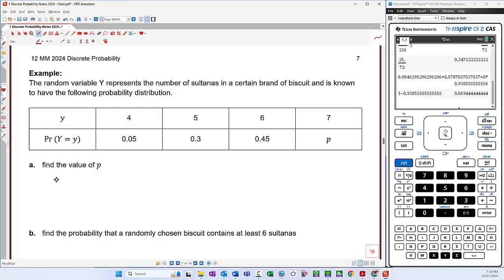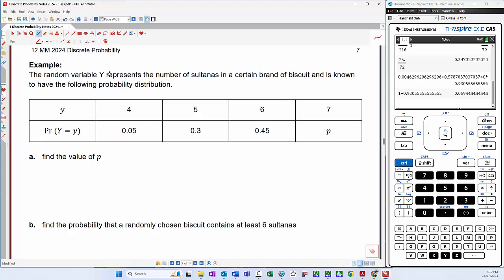All right, so the random variable y represents the number of sultanas in a certain brand of biscuit and is known to have the following probability distribution. So you're either going to get 4 sultanas, 5 sultanas, 6 sultanas, or 7 sultanas. And the chance of getting 4 sultanas is basically there's a 5% chance, 30% chance, 45% chance. Ooh, I wonder what this is.